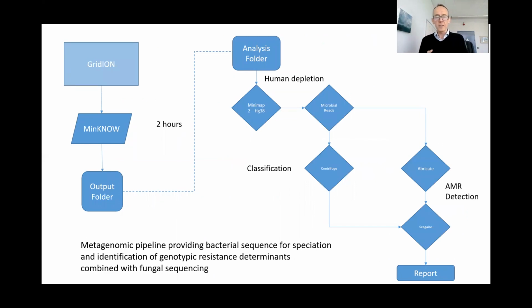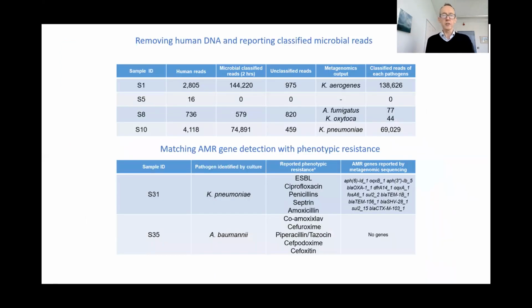Now, a lot of work has had to be done on the pipeline, and this is just illustrating how you have to think about identifying the bugs. You have to do 2 hours sequencing, by the way, we found with metagenomics, both to identify the bugs and do the resistance prediction. And this is the sort of results that we have seen.